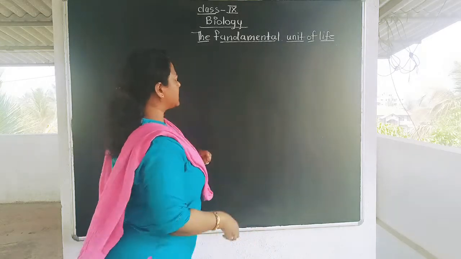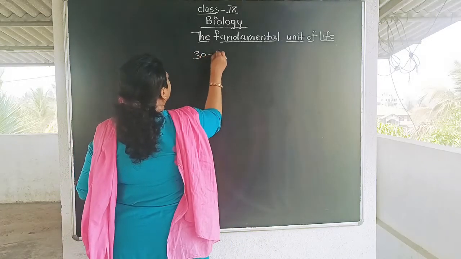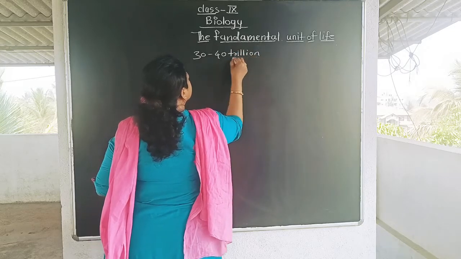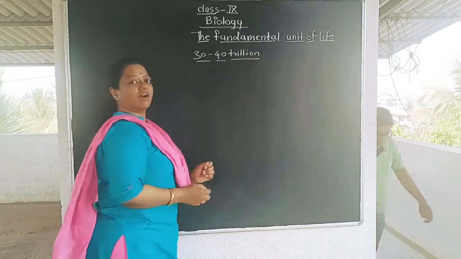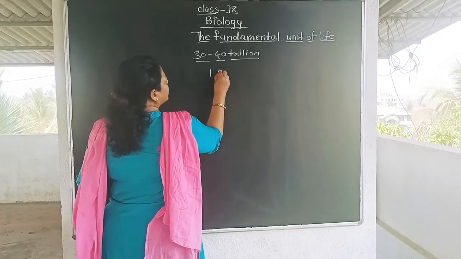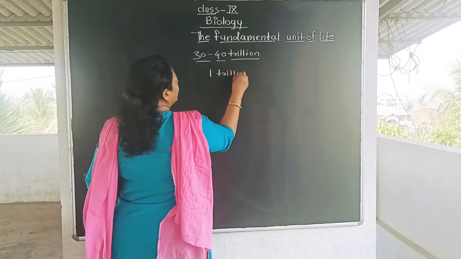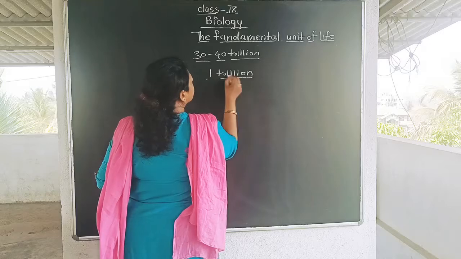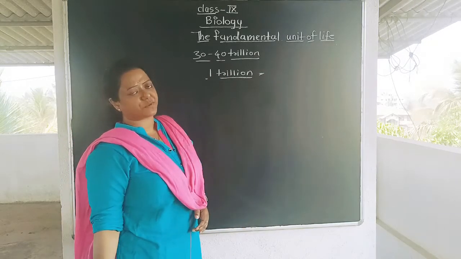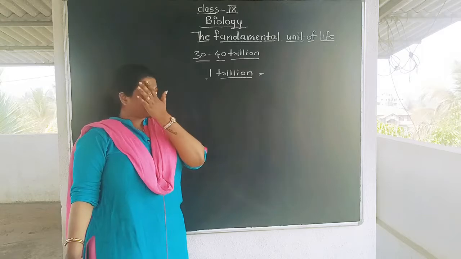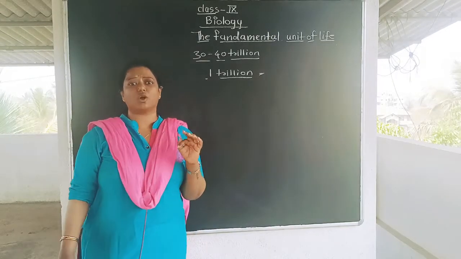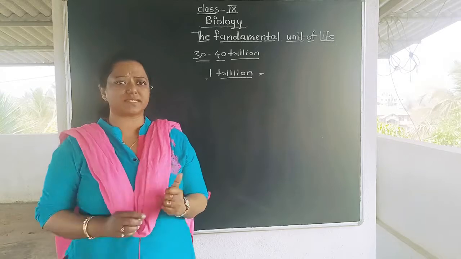I said, students, 30 to 40 trillion cells are present in our body. And your question is, what is meant by 1 trillion? 1 trillion is equal to what? This is your question. We will have a discussion on it during the PS period. Okay? So, students, we'll go ahead to the basic components of the cell and what is meant by cell.